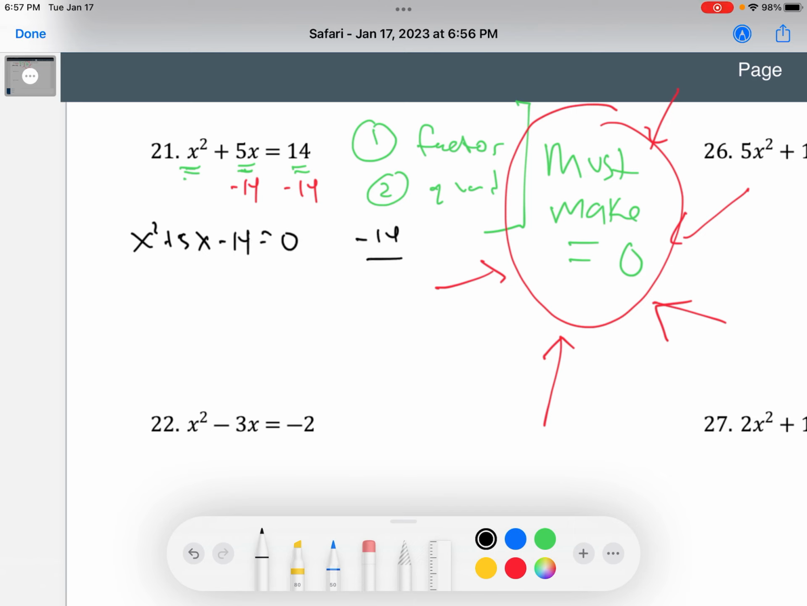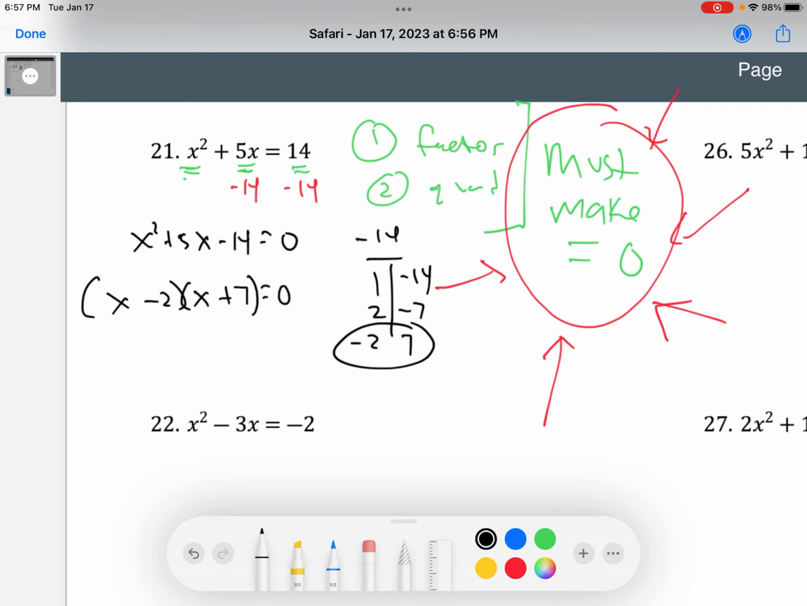All right, so now I've got negative 14. 1 and negative 14, 2 and negative 7. Let's do negative 2 and 7, and that's the one I want. And so we're going to write this as x minus 2, x plus 7 equals 0. All right, now just double check, see if this works. Negative 2 plus 7 is positive 5. Negative 2 times positive 7 is negative 14. So we check that off. And now we can just write our answers here. Our answers, flipping those signs, are 2 and negative 7.